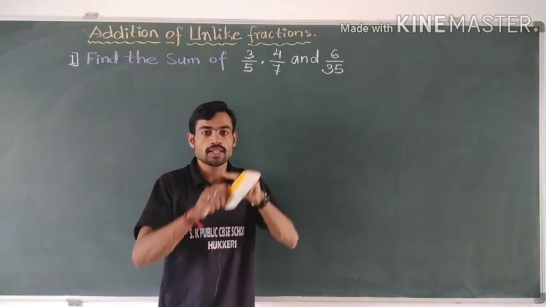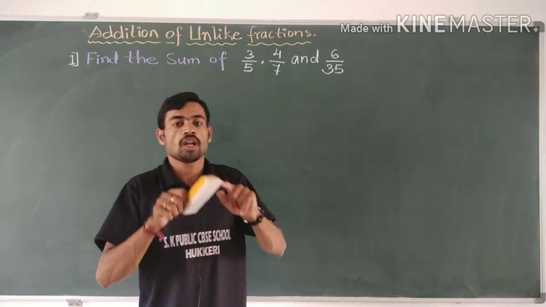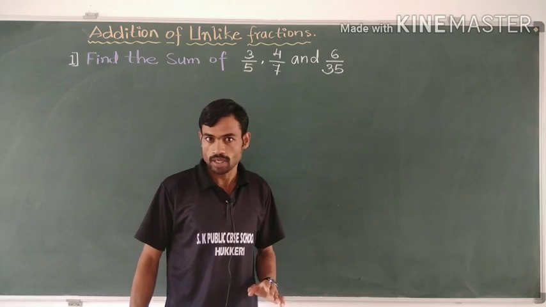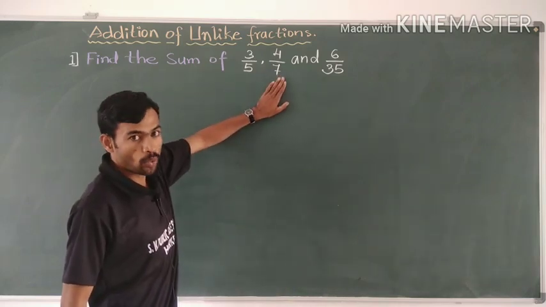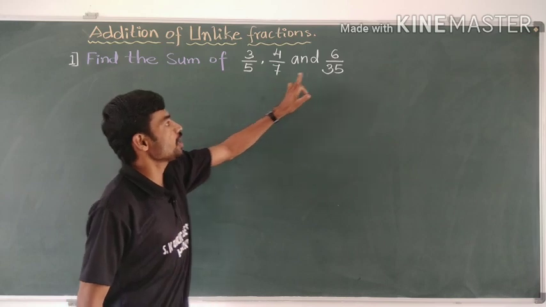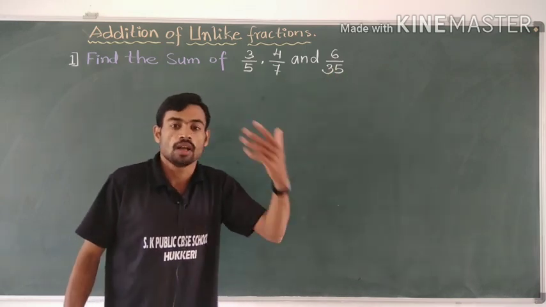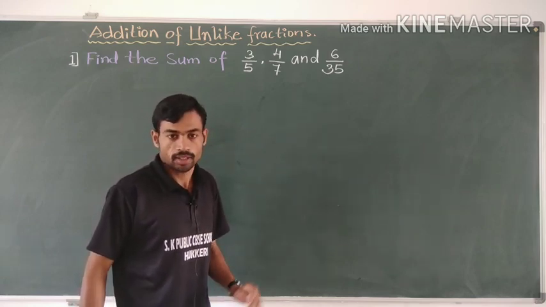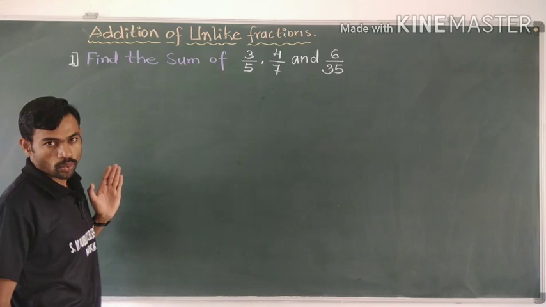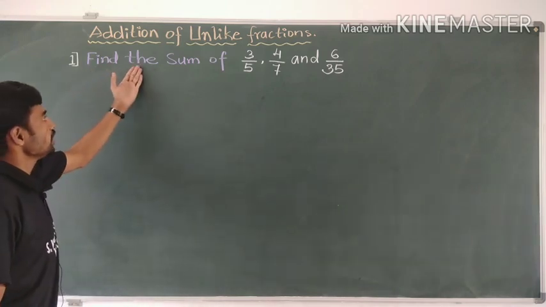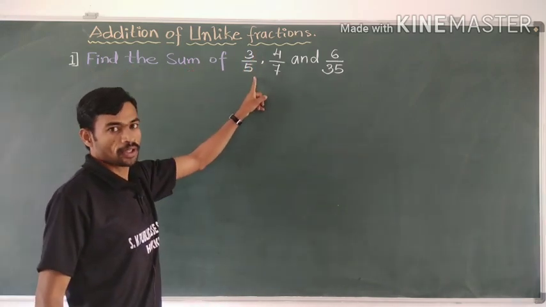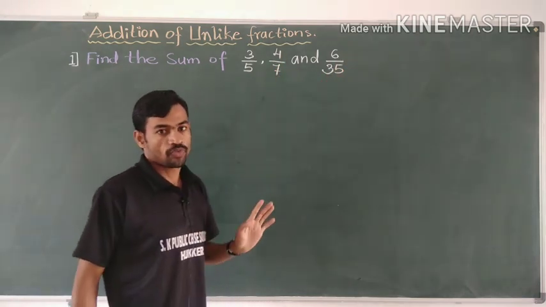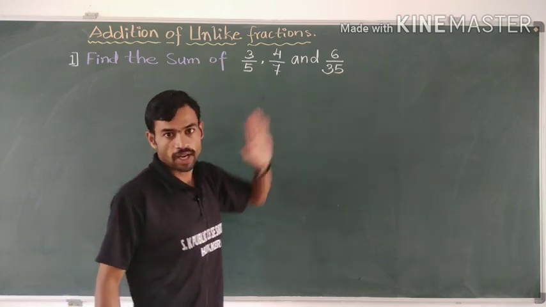As we know, there is one general formula to find the addition of like fractions. But here we have to convert these unlike fractions into like fractions, then use that formula. Clear? So here they have given one question: find the sum of 3 by 5, 4 by 7, 6 by 35. So these are unlike fractions.